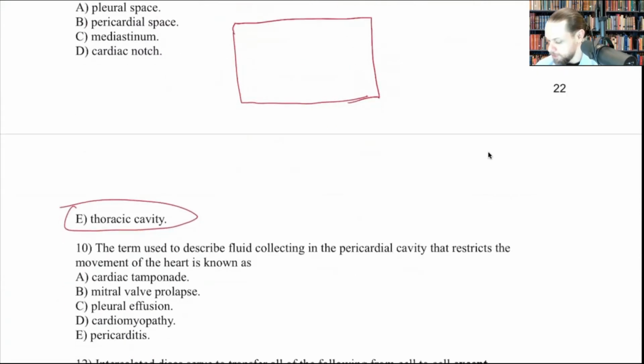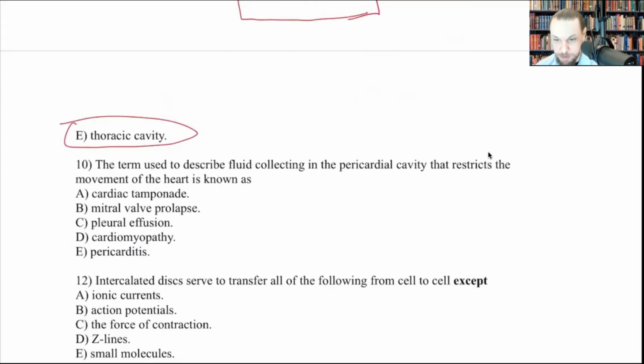All right. Number 10, we're going to go with Syed.